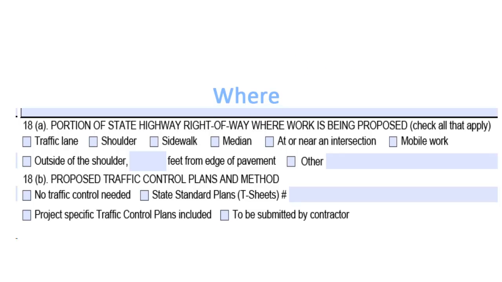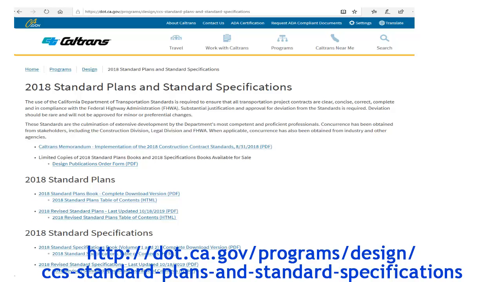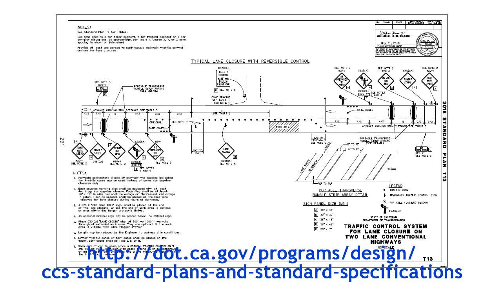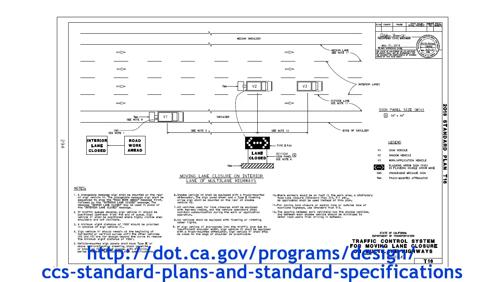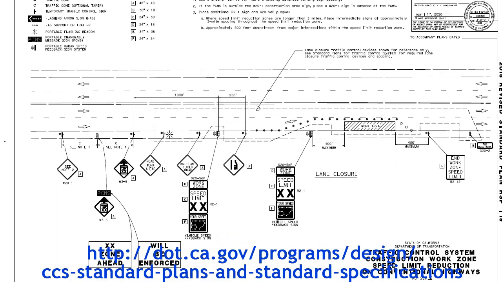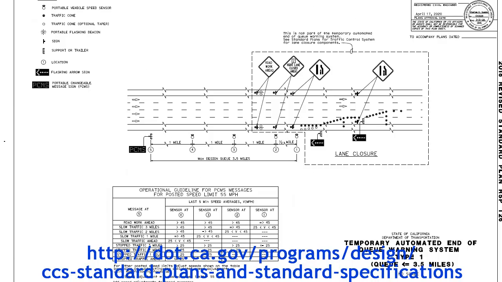Question 18 covers where on the highway you will be working and documentation on how you plan to work. Most projects need traffic control plans to ensure all highway users move through your project area safely, with as little inconvenience or delay as possible. You may need a professional engineer to determine if Caltrans standard plans are appropriate or if project-specific plans need to be developed. Traffic control plans for the state highway system need to be stamped and signed by a California-registered professional engineer. The Caltrans standard plans can be found at the link shown here.